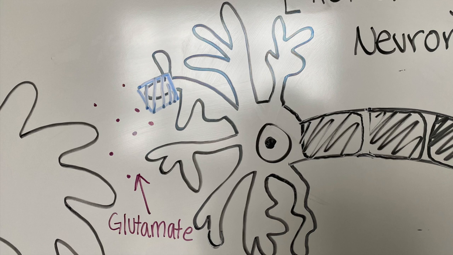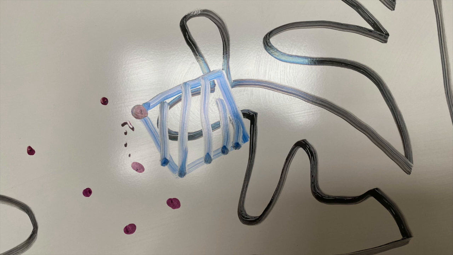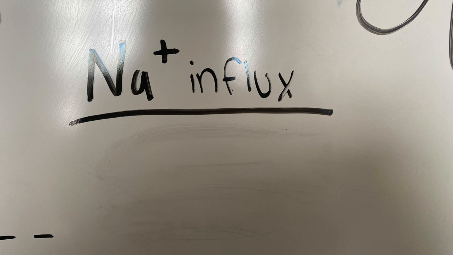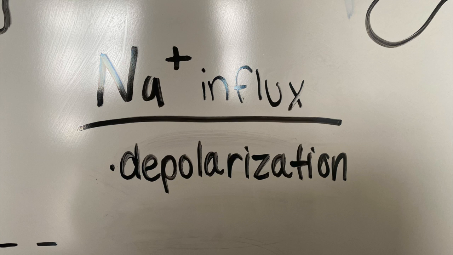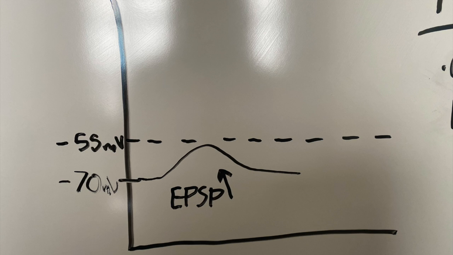One of glutamate's main receptors is AMPA, which is a ligand-gated or ionotropic receptor. Glutamate will attach to the receptor and cause it to be permeable to sodium. Due to the equilibrium potential of sodium being about positive 62, it will rush into the cell and act to depolarize it, causing an EPSP, or excitatory postsynaptic potential. The depolarization of the EPSP gets the membrane potential closer to the threshold for firing an action potential.